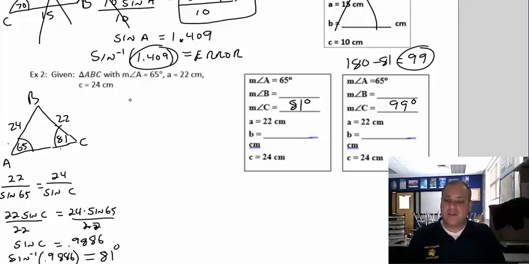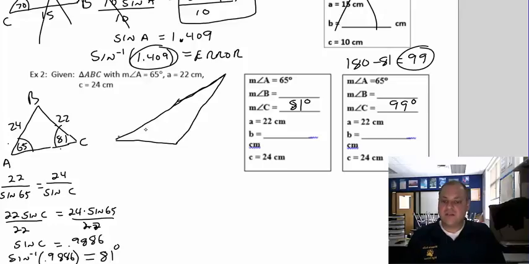So I'm going to redraw this guy here with my 65, but I'm going to make a bigger angle. I'm going to have to tilt it a little bit because I'm going to run out of room. A 65, and then a bigger angle, a 99-degree angle. See that? So here's my 65, and here's my 22, and here's my 24. But what about 99? This could be 99.